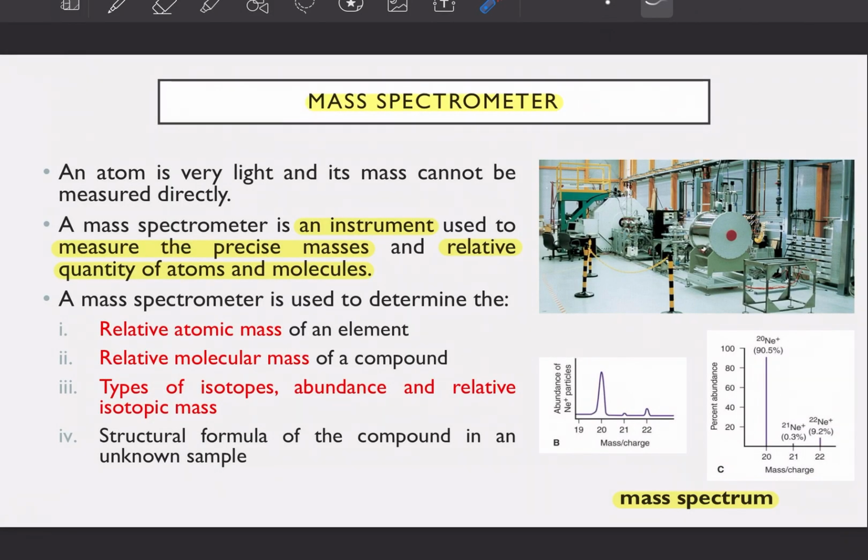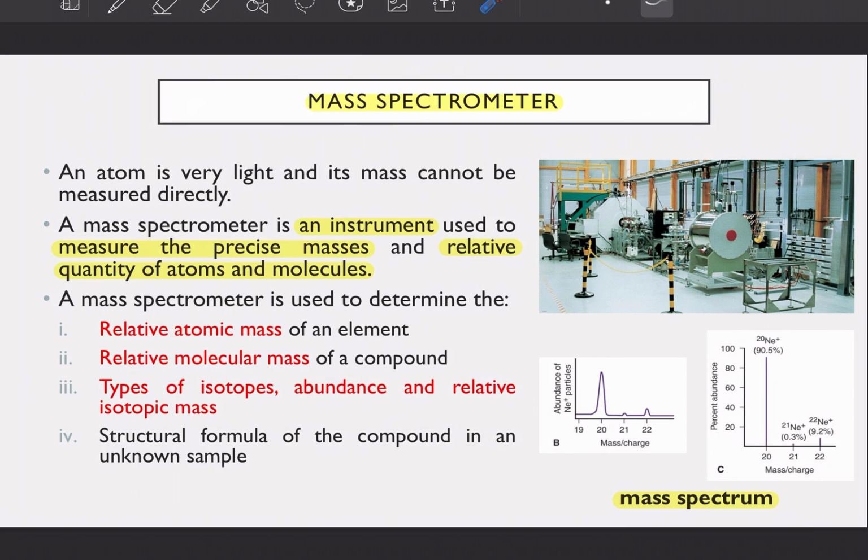Okay, so part 2 of 1.1, we are going to learn how to detect our isotopes. Okay, macam mana nak detect. So there's a device that we can use to know how many isotopes we have. It is called the mass spectrometer. It is an instrument used to measure the precise masses and relative quantity of atoms and molecules.